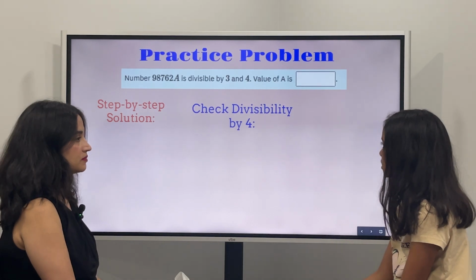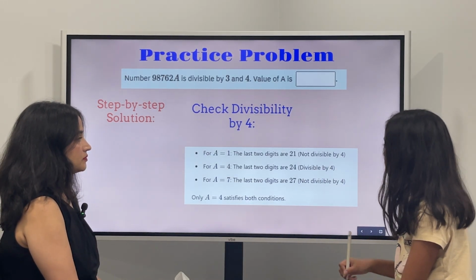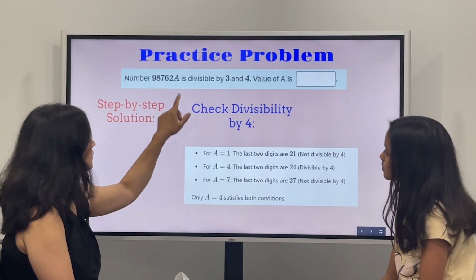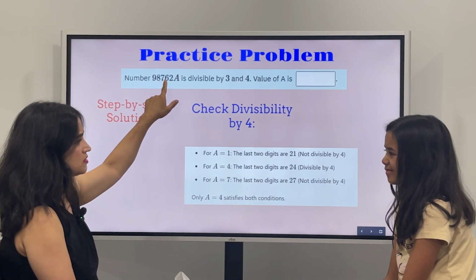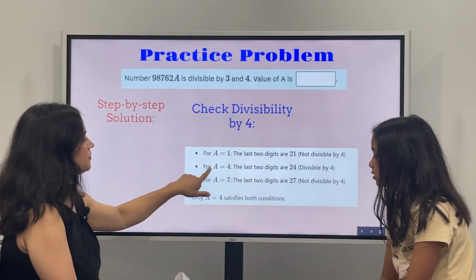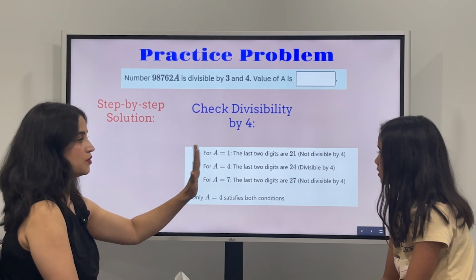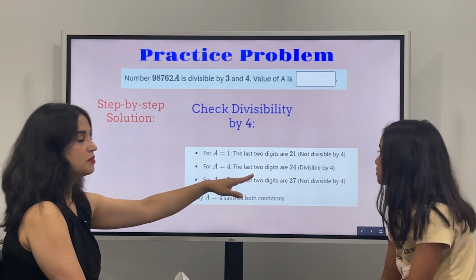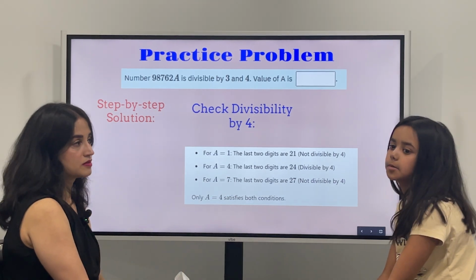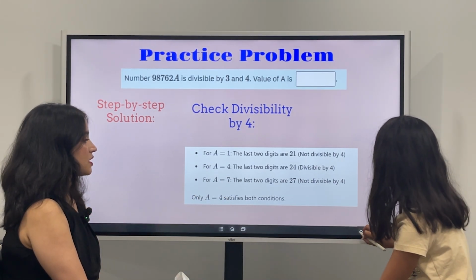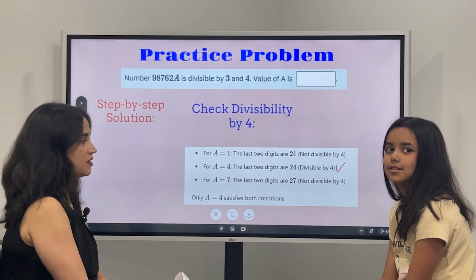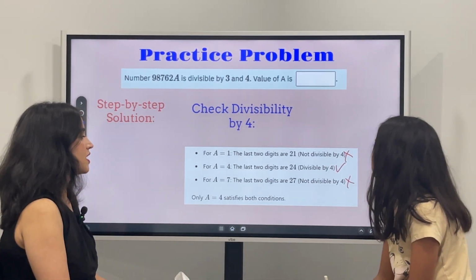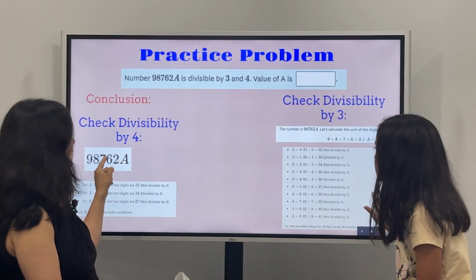Now, step by step, check divisibility by 4. The last two digits are 2A. If A is 1, it will be 21. Is 21 divisible by 4? No, only 20 would be. Since 1, 4 or 7 could be the answer, we check with 4. If A equals 4, it will be 24, which is divisible by 4. Okay, check mark. If A equals 7, it is 27, which is not divisible by 4. So A equal to 4 satisfies both conditions, so the answer is 4.